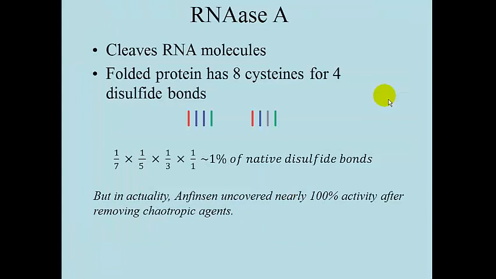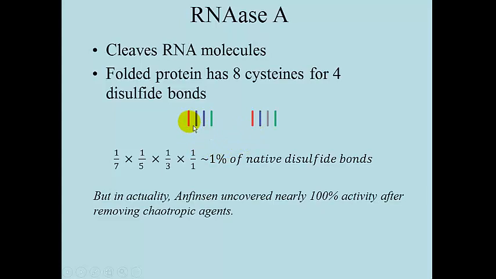So now let's look at the actual Anfinsen experiment. Anfinsen's model protein was RNase A, so that is the protein he did his experiment on. And the function of RNase A is basically to cleave RNA molecules. It cuts up RNA. One thing about the fold of RNase A is that it has 8 cysteines that allow for 4 disulfide bonds. So in this situation, when RNase A folds, you're going to need to have the right cysteine get with its right disulfide bonded partner.